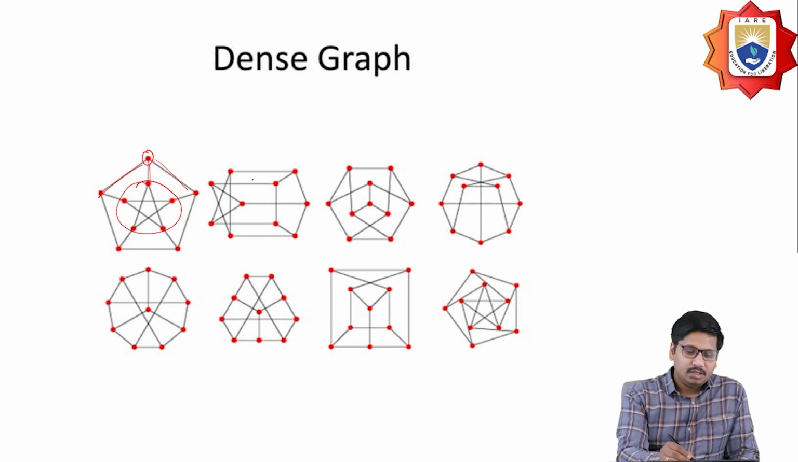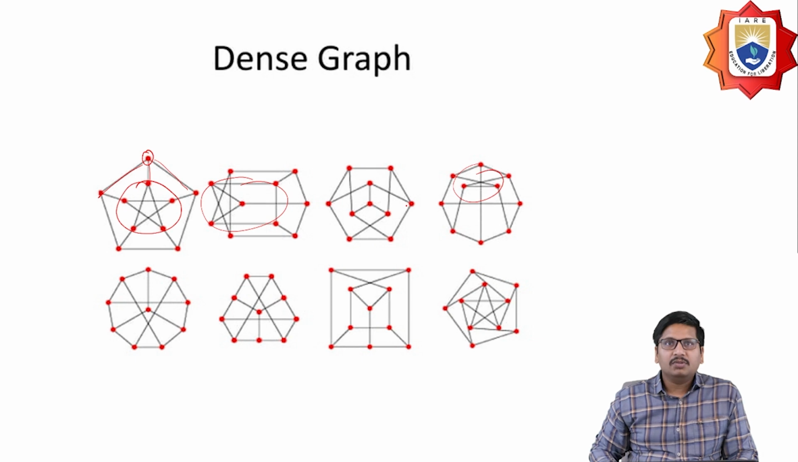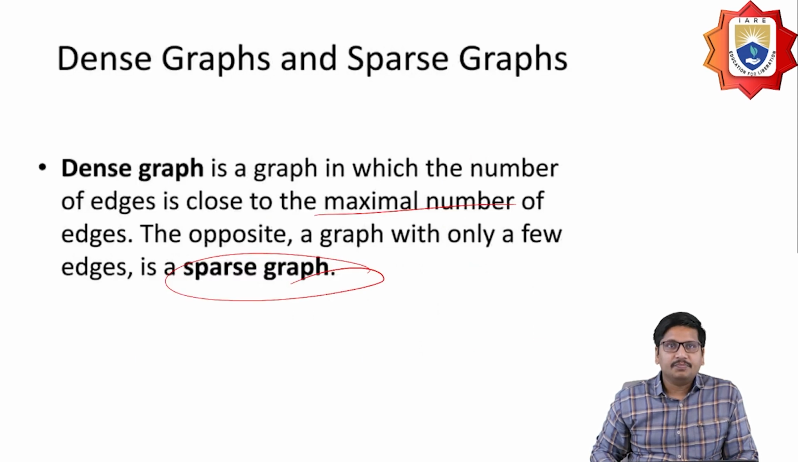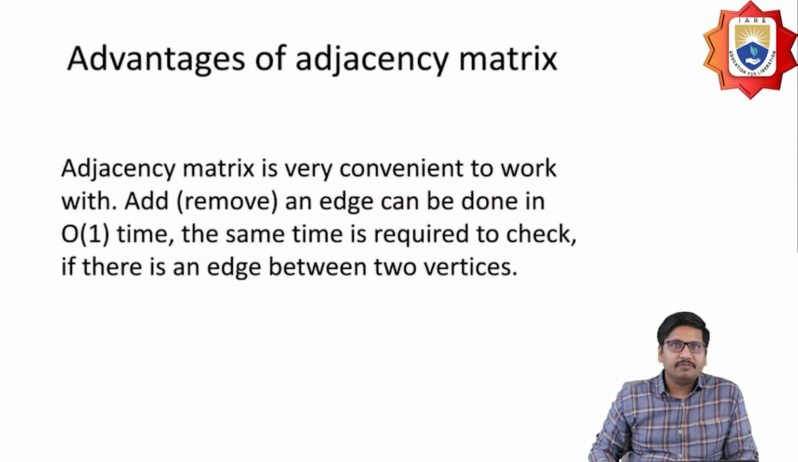And this is the subgraph of the graph, and this should be a subgraph of the graph. So this and all we consider as a dense graph. The dense graph is the one which is going to have a number of edges that should be close to the maximum number of edges, and quite the opposite is the sparse graph.